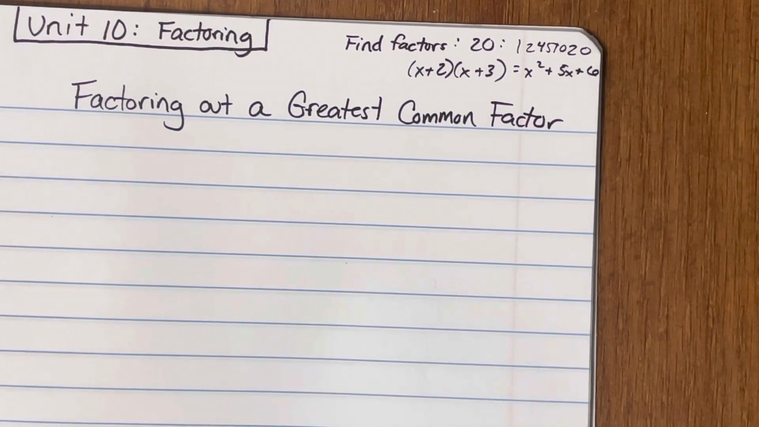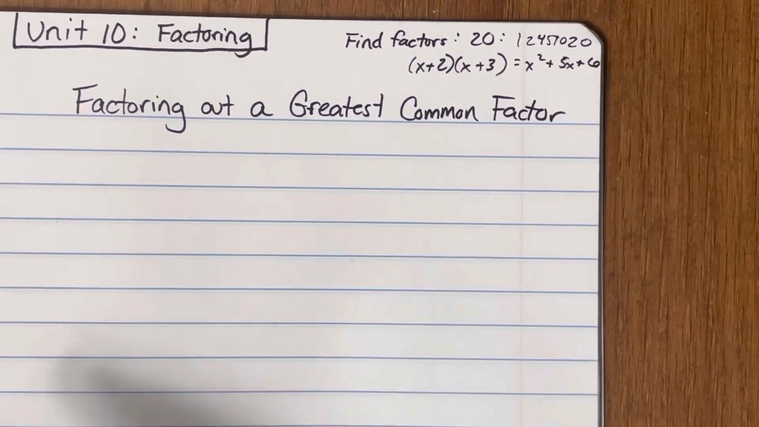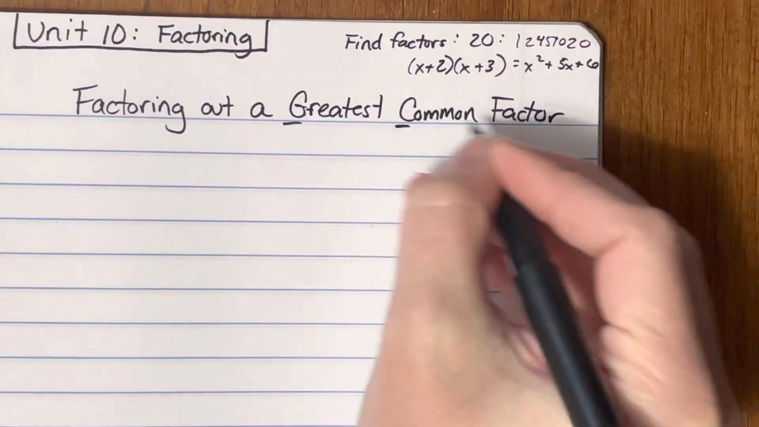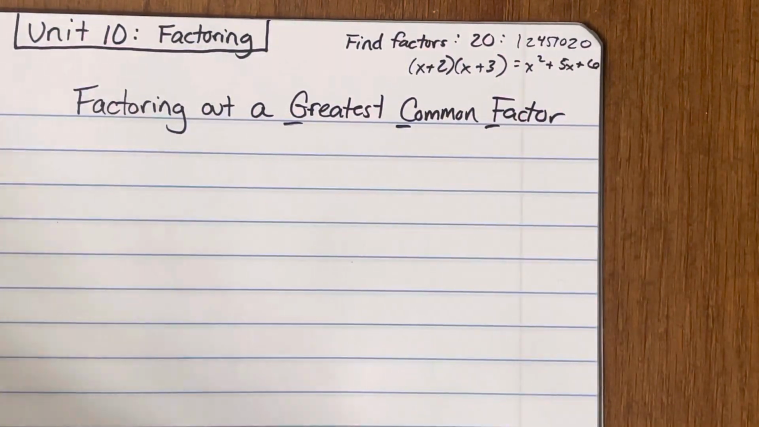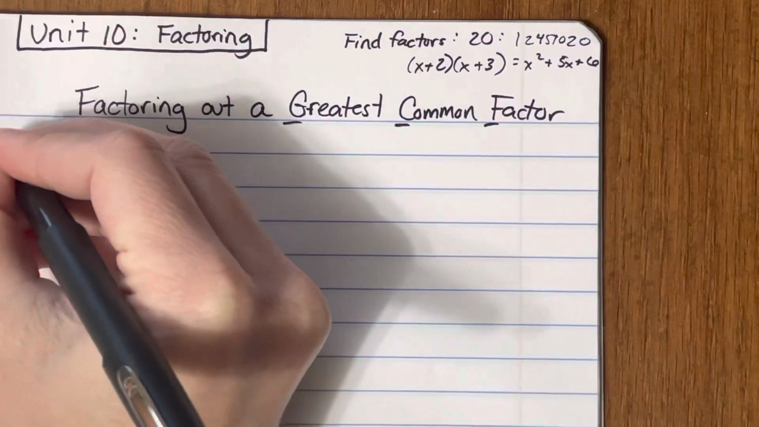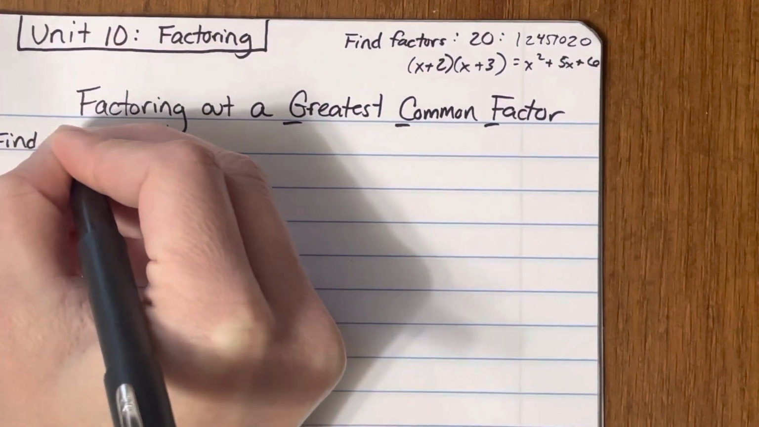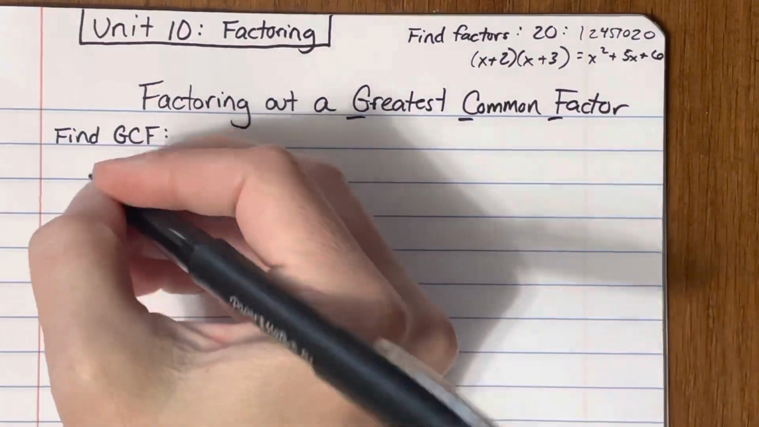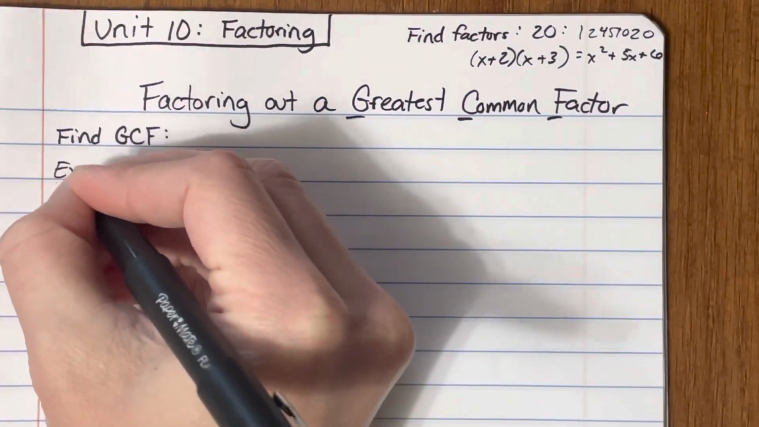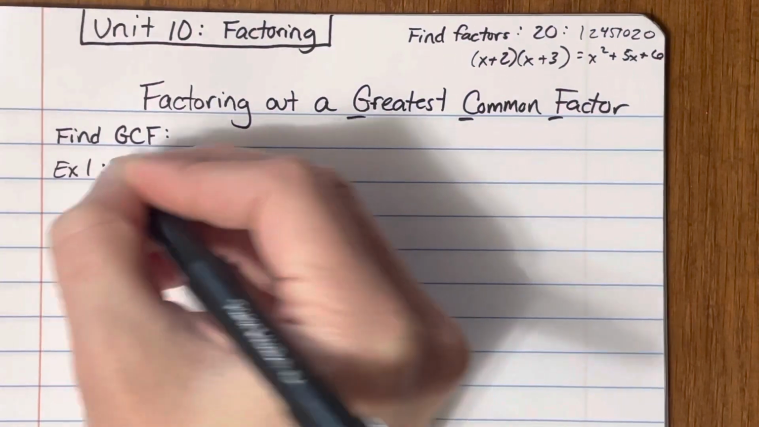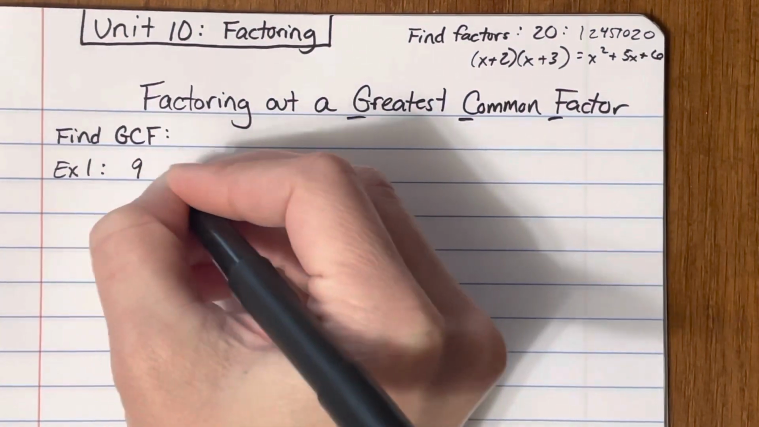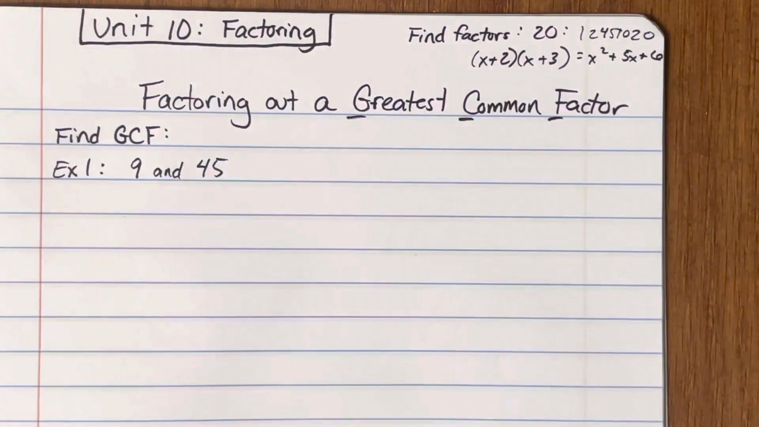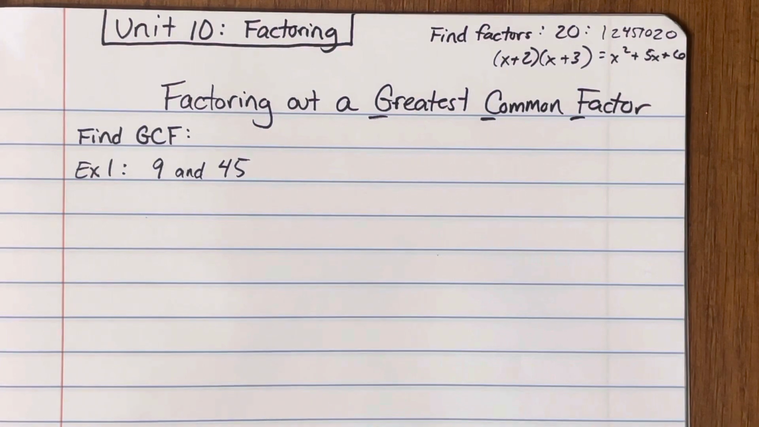You found greatest common factors probably in elementary school. So we're just going to do a couple of examples of what we actually call the GCF, if you'll remember GCF. If I just say find the greatest common factor between, and we're going to do 4 different examples. So example 1, if I ask you to find the greatest common factor between 9 and 45, what would you say that greatest common factor is? What is the factor that they have in common?